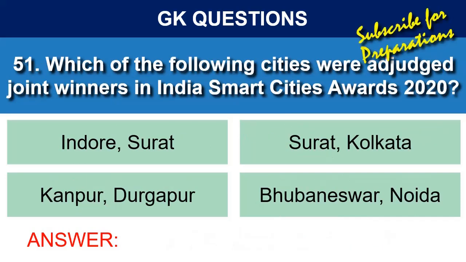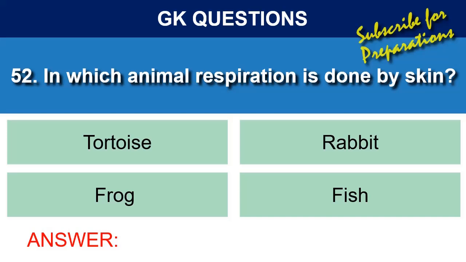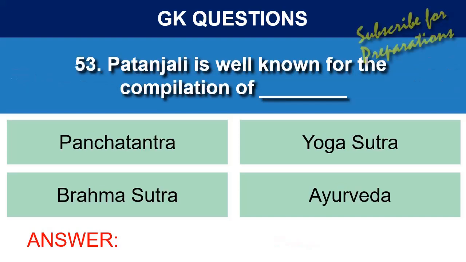Which of the following cities were adjudged joint winners in India Smart Cities Awards 2020? Indore and Surat. In which animal is respiration done by skin? Frog. Patanjali is well known for the compilation of Yoga Sutra.